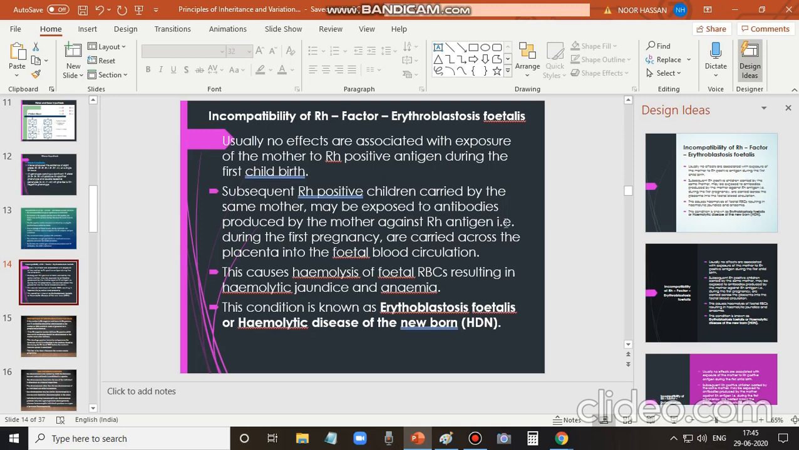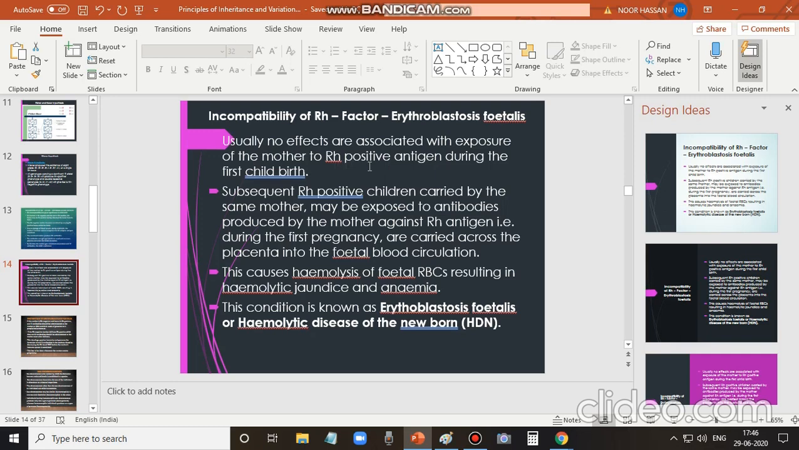I am trying to explain again. The mother is Rh negative, and the fetus, the developing embryo, is Rh positive. The mother's immune system recognizes the Rh antigen of the Rh positive fetus.